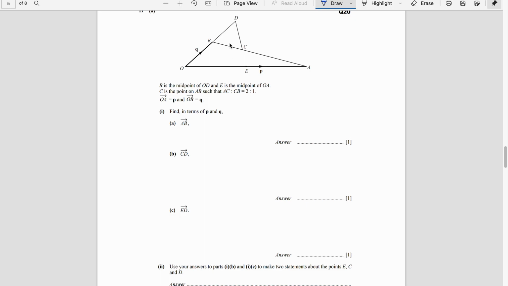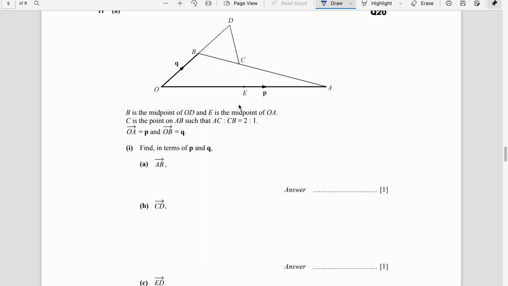B is the midpoint of OD. If it is the midpoint, these are equal. And E is the midpoint of OA, so these two parts are equal. C is the point on AB such that AC to CB is 2:1. OA is P, OB is Q. Find in terms of P and Q.